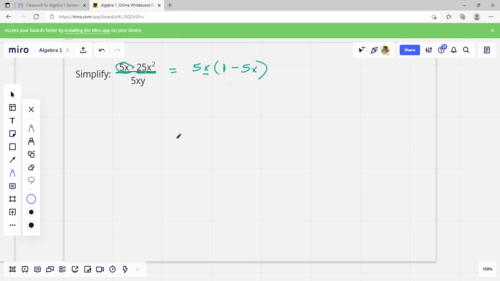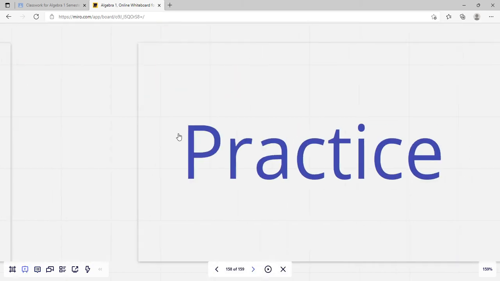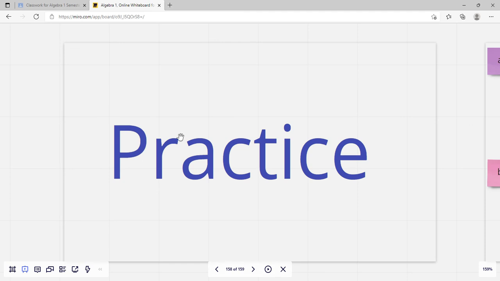And then we have the bottom is 5xy. Now we can't cancel all that, but we can cancel the 5 and the x. So our answer is going to be 1 minus 5x over y. It's an x right there. That's sloppy. Fix that. Right, because we couldn't cancel that y. There were no y's on the top. Alright, go ahead and pause the video and work the practice problems, and then I'll work them for you.